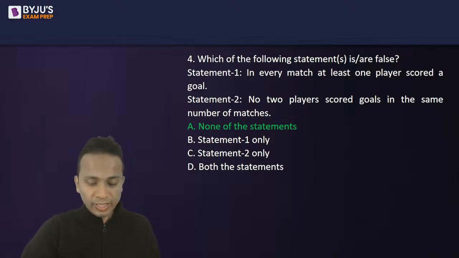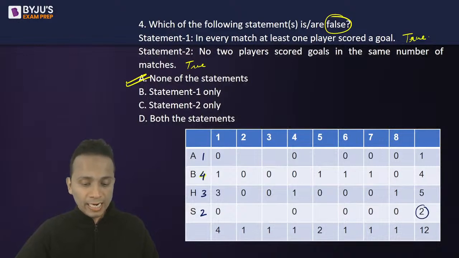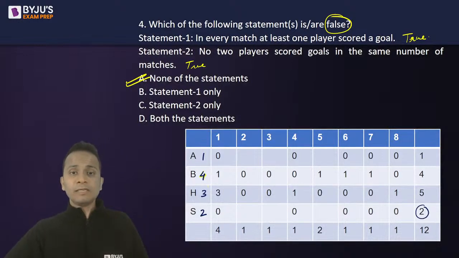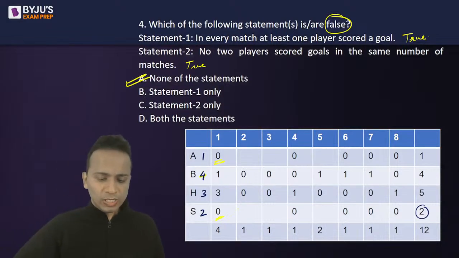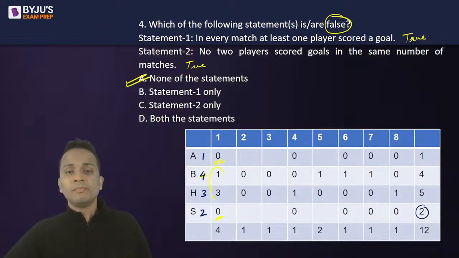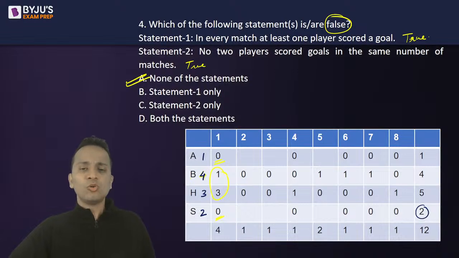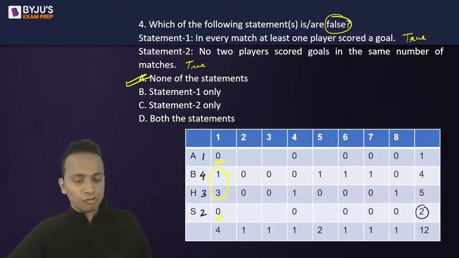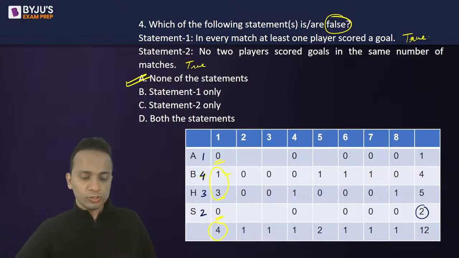In match 1, A and S never scored. Yes, in match number 1, A and S did not score. Absolutely, Harshad. A and S have not scored in match number 1 because in match number 1, B has scored 1 and H has scored 3 goals. So total 4 goals are there.